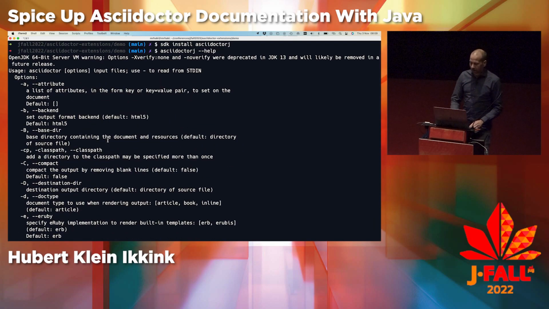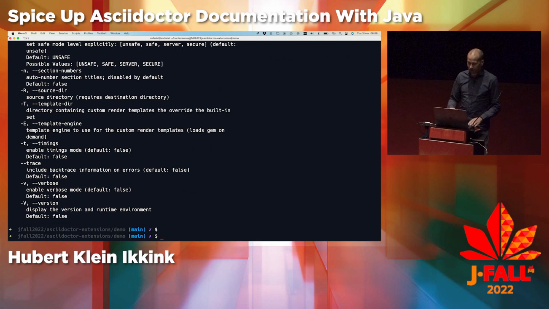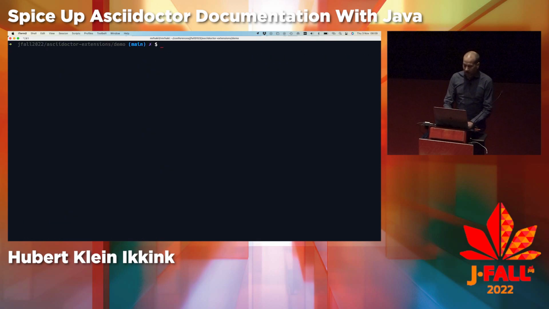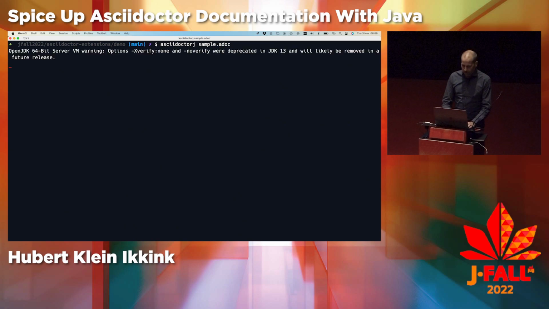So it's just running on my machine now as a JVM application. I can do the help to see what all kind of things I can do, but it has the same features as Asciidoctor itself has. And for example, I can do Asciidoctor J, and I can convert my sample documentation we just saw. Quite simple. And when I open it, I can see the generated HTML.